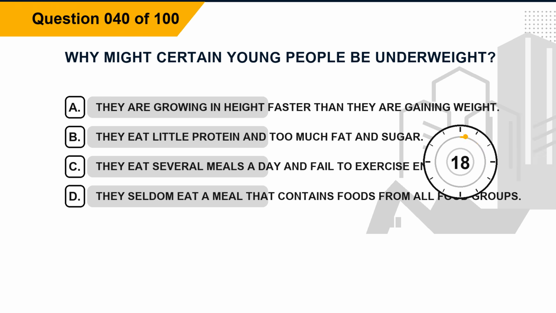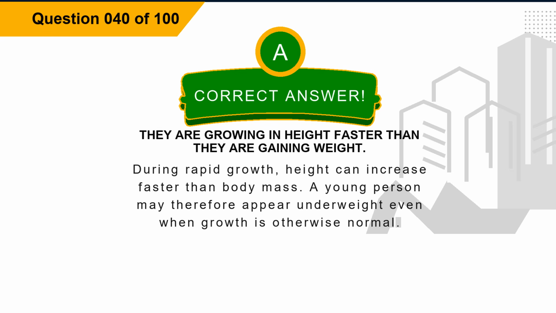Question 40. Why might certain young people be underweight? Option A, they are growing in height faster than they are gaining weight. Option B, they eat little protein and too much fat and sugar. Option C, they eat several meals a day and fail to exercise enough. Option D, they seldom eat a meal that contains foods from all food groups. The correct answer is option A, they are growing in height faster than they are gaining weight. Explanation. During rapid growth, height can increase faster than body mass. A young person may therefore appear underweight even when growth is otherwise normal.